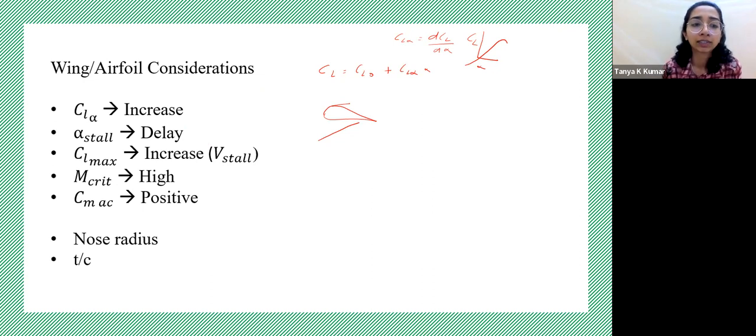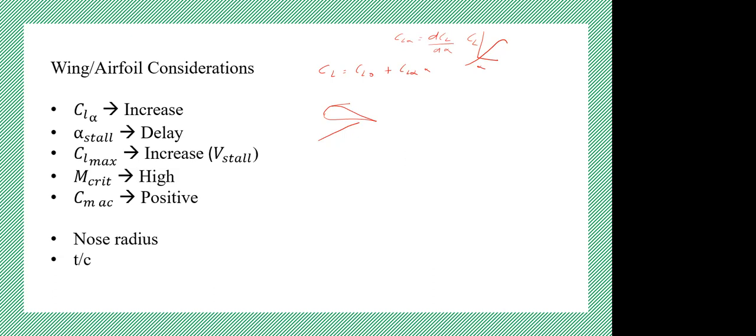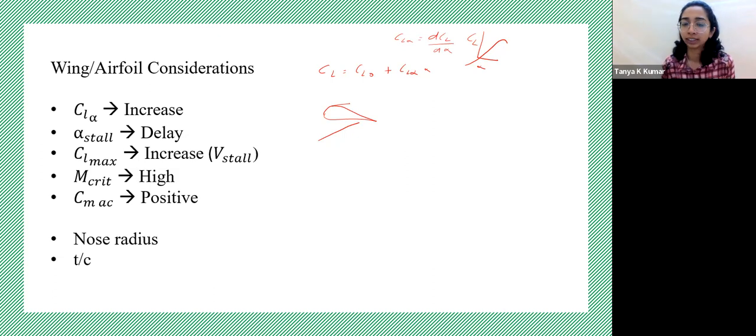Next quantity that we have is critical Mach number. What is critical Mach number? Can anyone tell me what is critical Mach number? Ma'am, it is the value of the free stream Mach number at which flow becomes sonic for the first time over the airfoil. Yes, he's absolutely right.